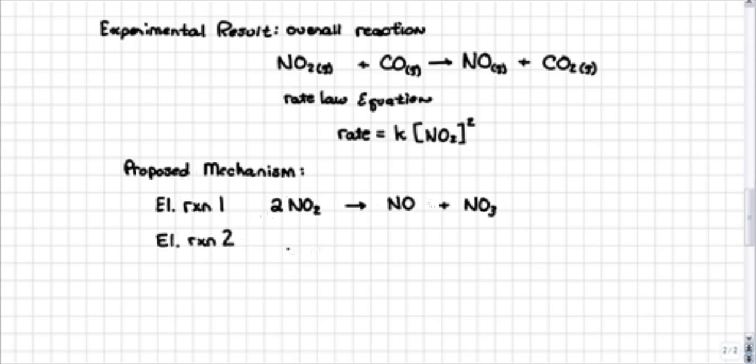Now, our graduate student friend also suggests that she has reasons to believe that the mechanism involves a second step. The second step takes nitrogen trioxide, combines it with carbon monoxide to form nitrogen dioxide and carbon dioxide. Now, these two things have been proposed. It's a proposed mechanism, and our goal will be to decide whether or not this mechanism seems reasonable or not.